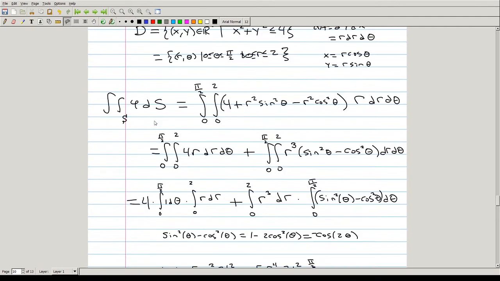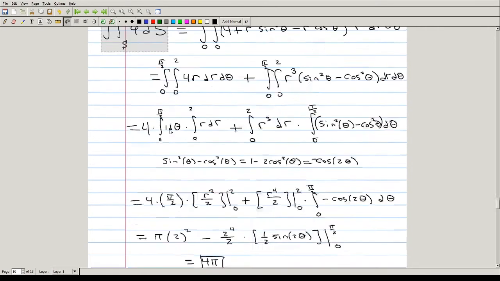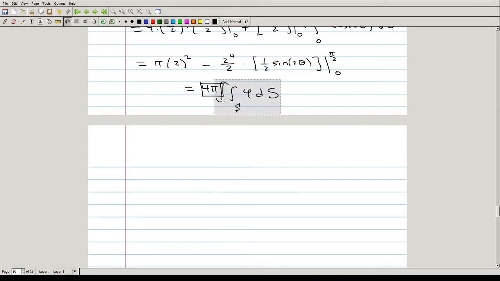So what we've shown is that the surface integral of this function phi on this surface is exactly equal to 4 pi. And that's the total accumulation of this function on that piece of the paraboloid.